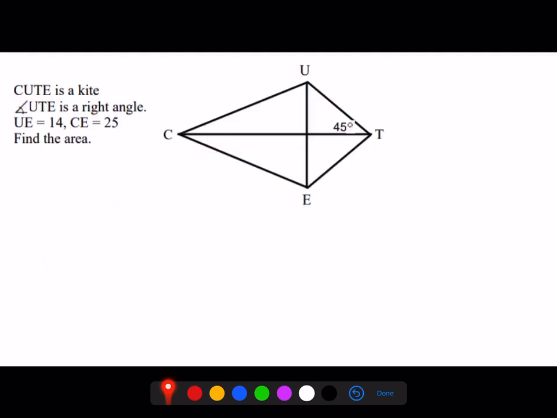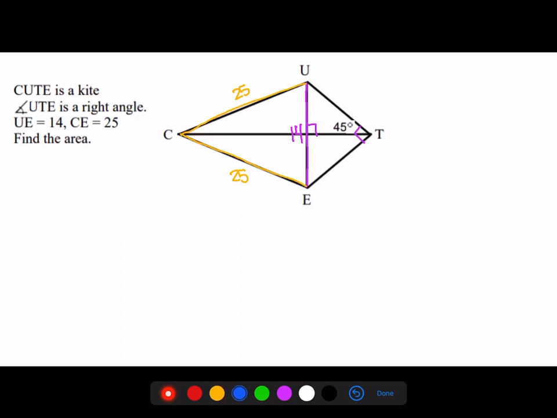All right, next up, CUTE is a kite. Angle UTE is a right angle. UTE, this angle right here is a right angle. UE is equal to 14. And CE is equal to 25. Now, I know consecutive sides in a kite are congruent, so those would both be 25 as well.